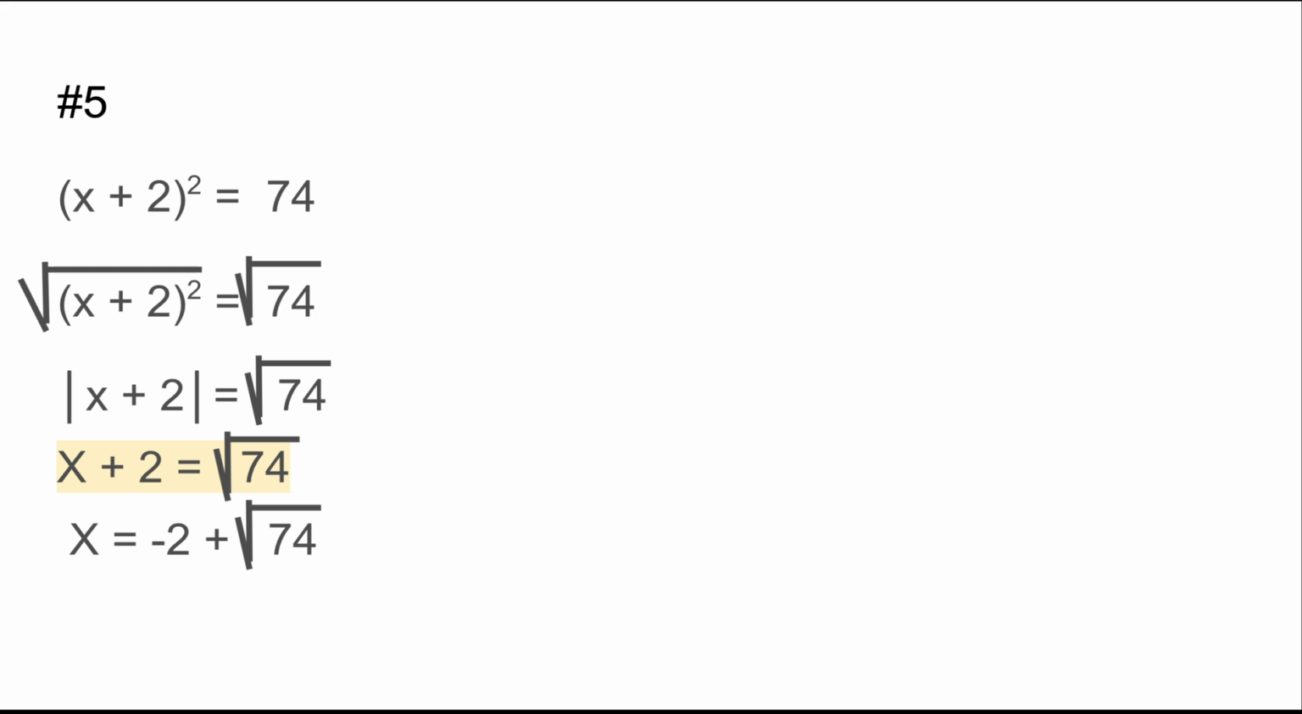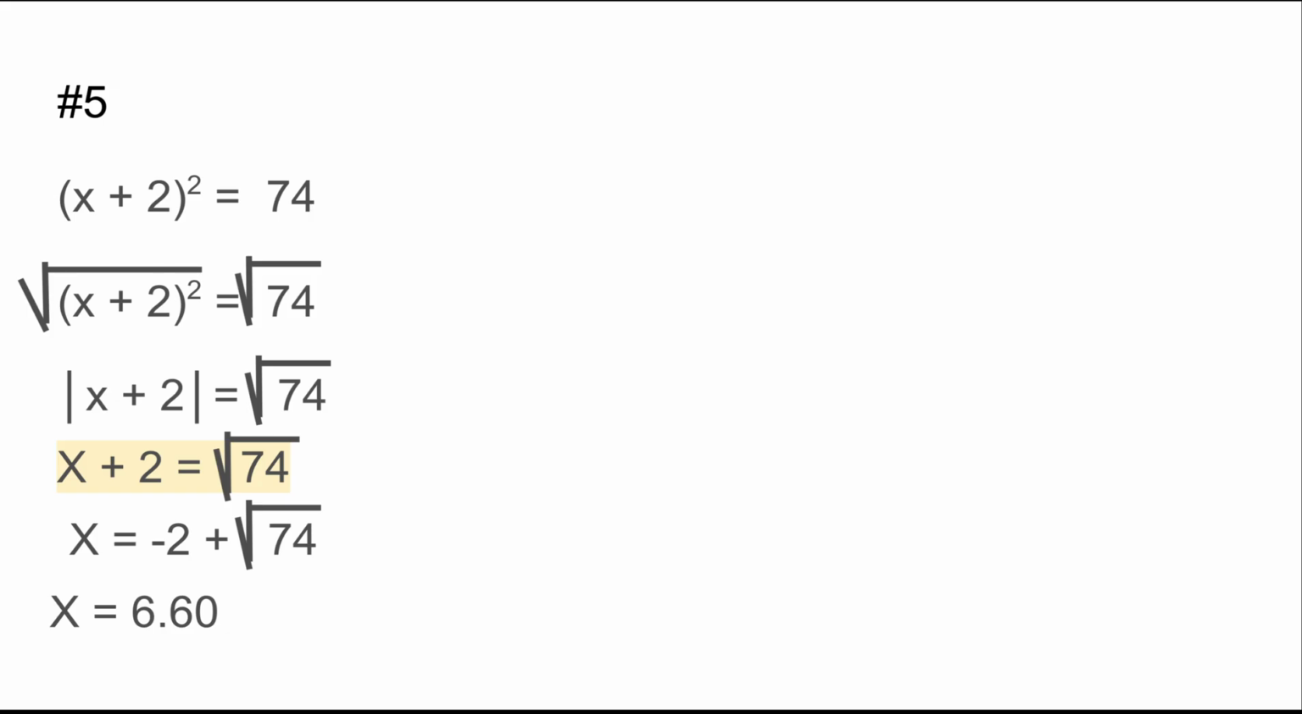And in our calculator, we are going to put exactly this: negative 2 plus the square root of 74. And then you're going to hit enter, and this will be your solution. You're going to round it to the nearest hundredths place.